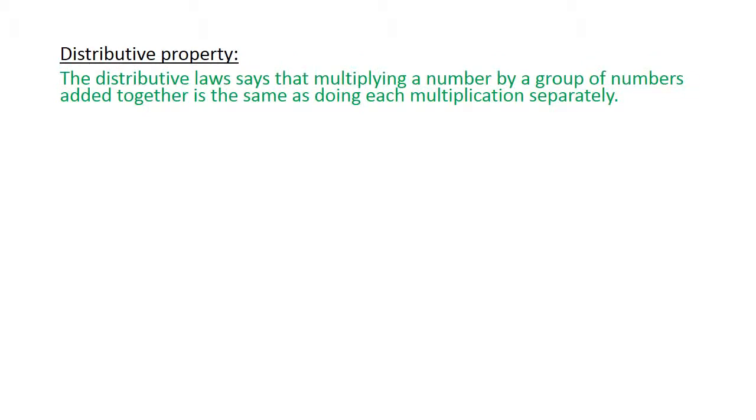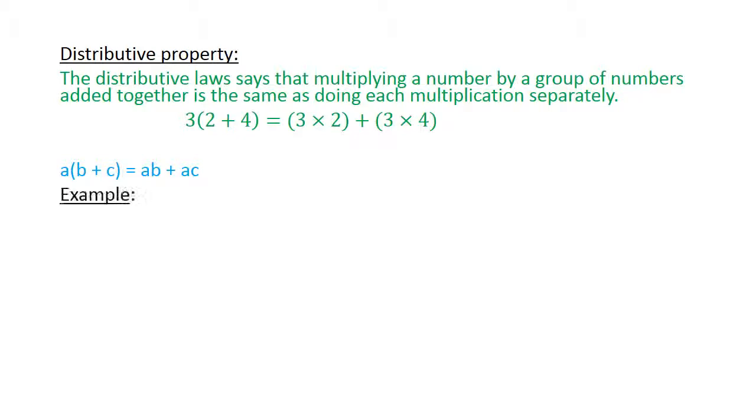Distributive property. The distributive law says that multiplying a number by a group of numbers added together is the same as doing each multiplication separately. We have 3 in brackets 2 plus 4 equals 3 times 2 plus 3 times 4. A, in brackets, B plus C equals AB plus AC.